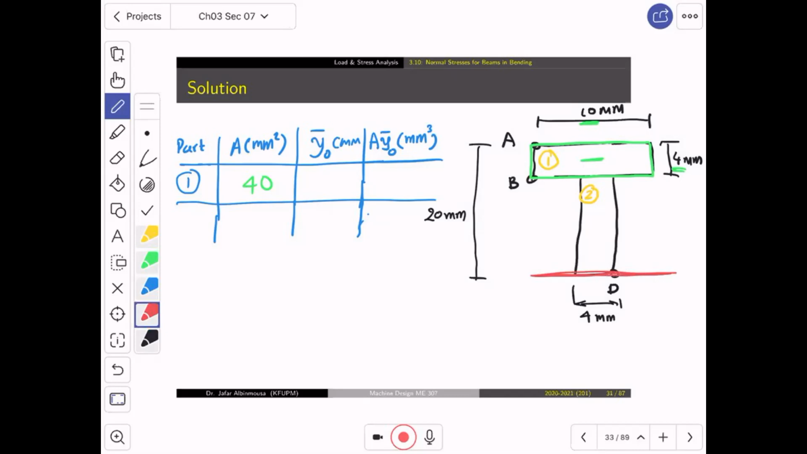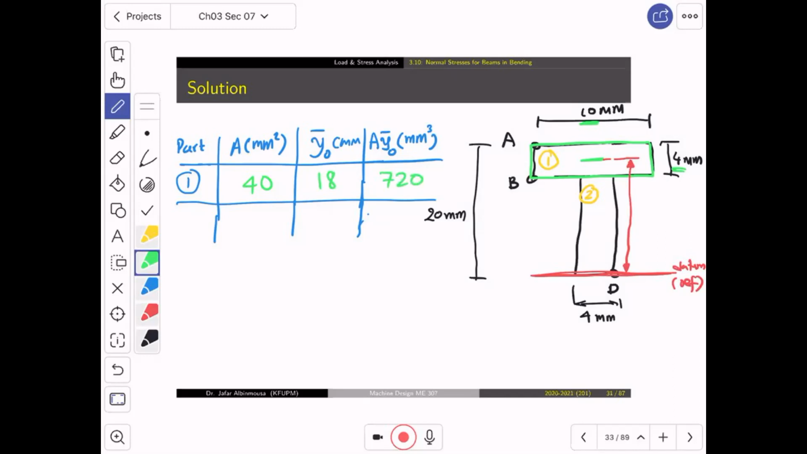Now then, what should I do? I measure those y's from this reference. So this is my datum or reference if you want. Now, this is how far from the datum, ya akhwan? How far? 20 minus 2, which is 18. So this is 18. And then what should I do? I multiply them. This is 720.